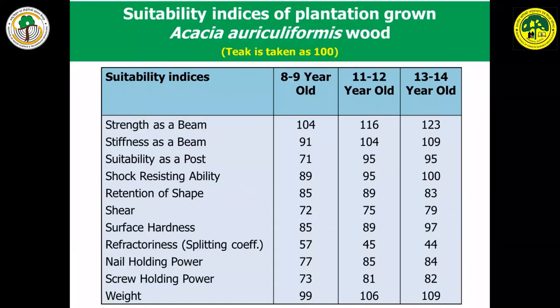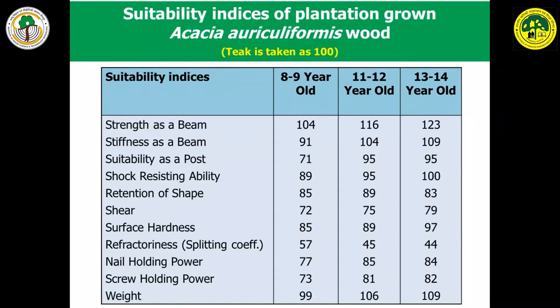Here I have just listed how these suitability indices of plantation grown Acacia auriculiformis of different ages vary, like 8 to 9 year old, 11 to 12 year old, and 13 to 14 year old. We can see that as the age increases, these different suitability indices have also increased. These suitability indices have been compared with teak, and teak is taken as 100. So if a suitability index is more than 100, it means this particular property is better than teak.